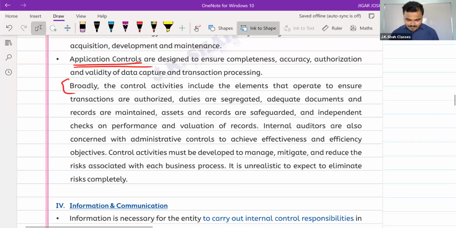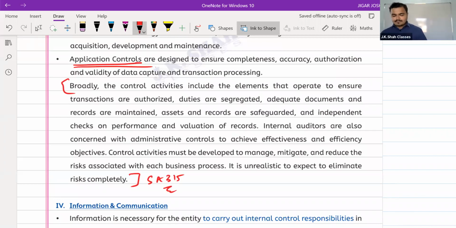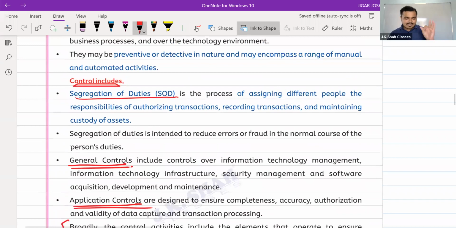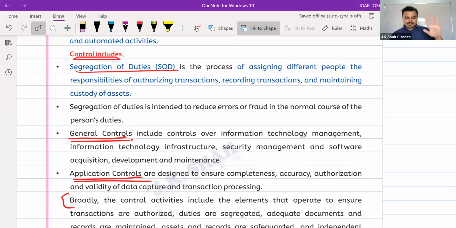From year to year, we have already studied this under SA 315. Understood? Yes, sir. It's very, very simple, my dear chartered. Please refer to these three things: SOD, general controls, and application controls. Starting from year to year, please refer to it right now. Do it very fast, please, all my dear chartered. Kindly requesting everyone to do that.